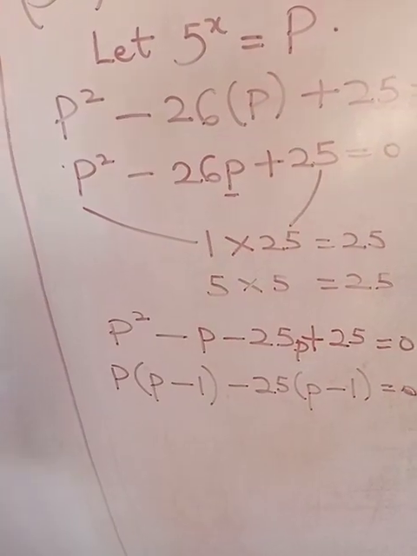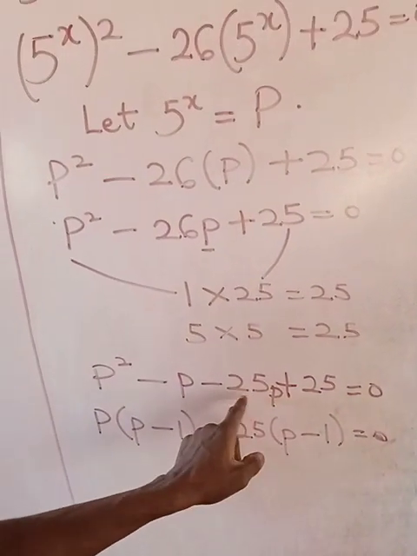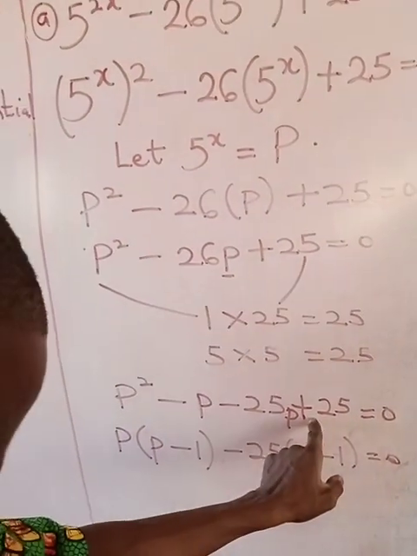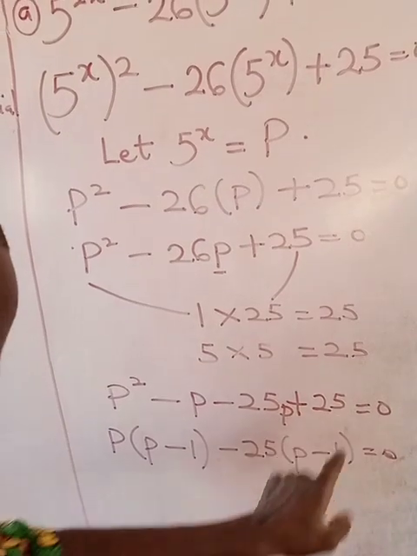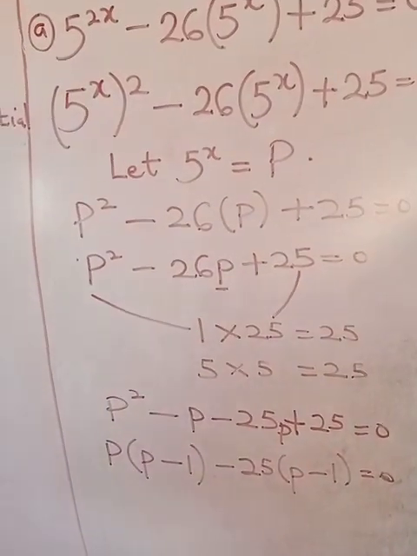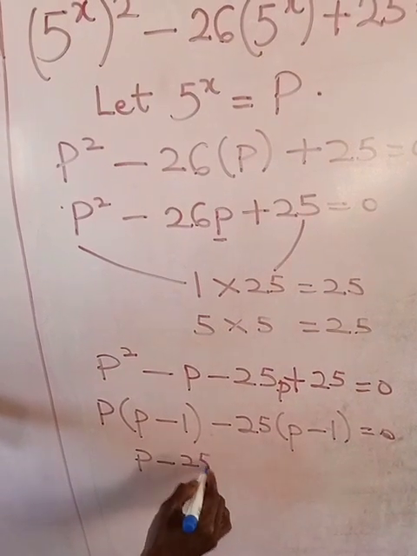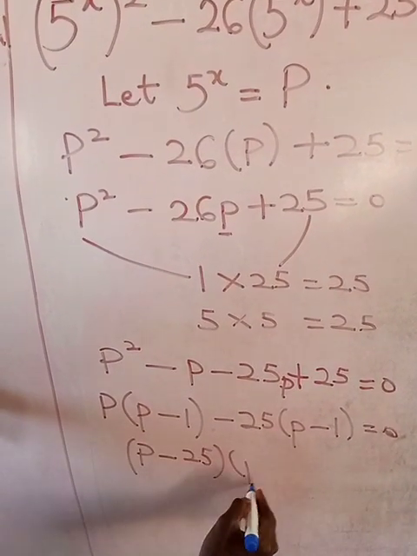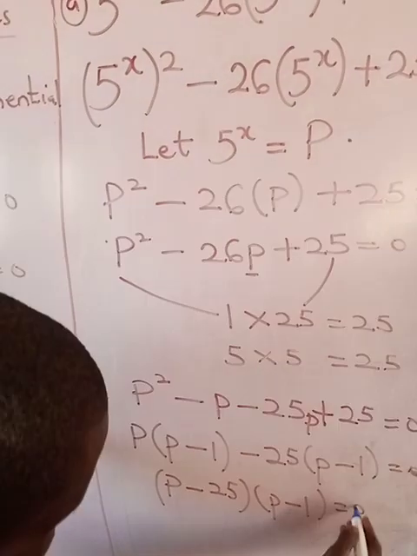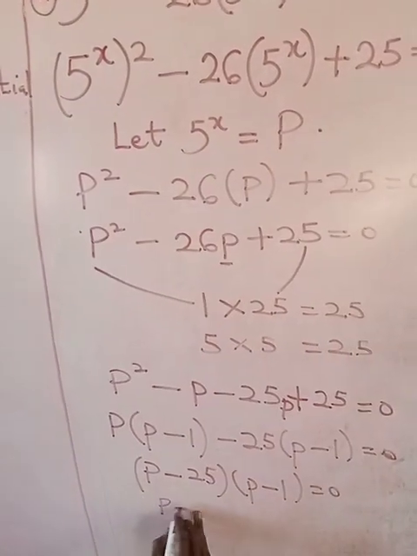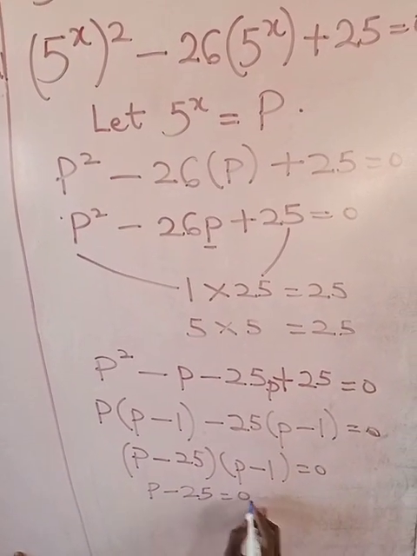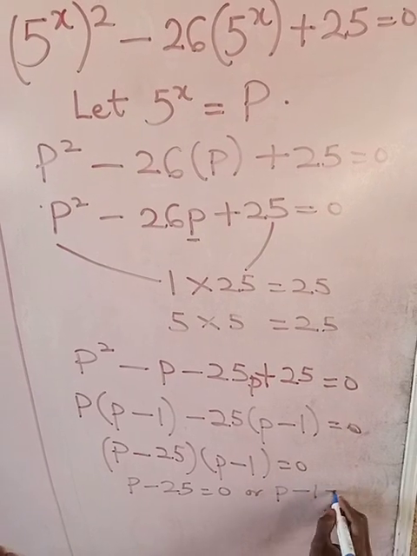Now if you want to check, is it correct? Minus times plus is minus. Minus times minus is plus. 25 times 1 is 25. 25 times p is 25p. I hope that is clear. So you pick p minus 25, and then you pick one of the contents, p minus 1, equals 0. Then equate them to 0. p minus 25 equals 0, or p minus 1 equals 0.